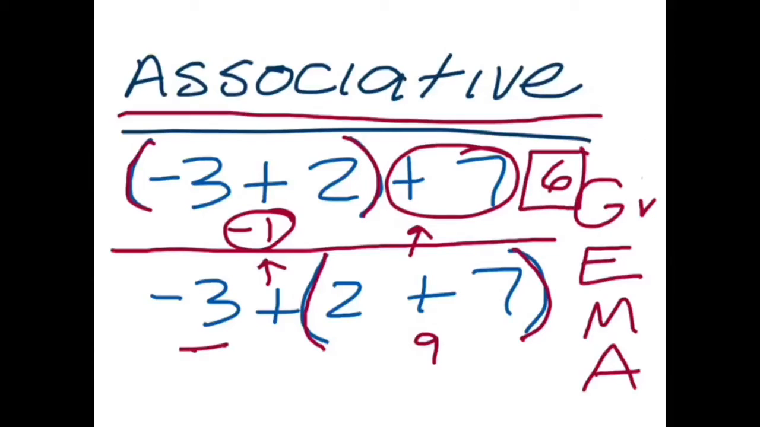Downstairs, we've got this -3 and this 9. The signs are opposite, so we subtract. 9 minus 3 is 6. The answer takes the sign of the larger number. 9 is larger than 3, so it remains positive, and looky there, 6 equals 6.